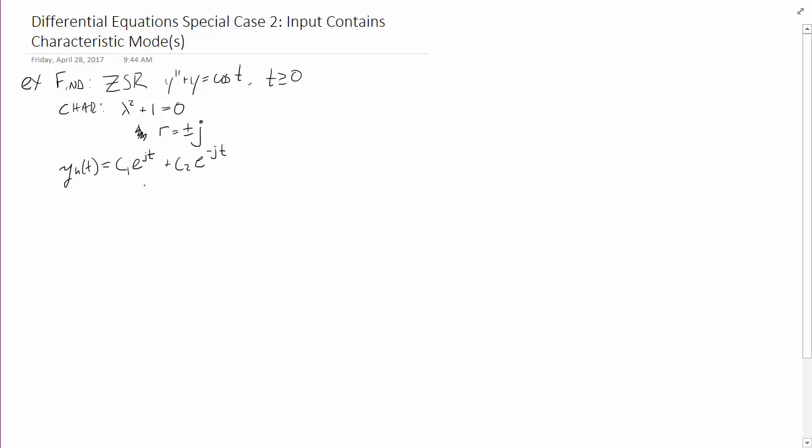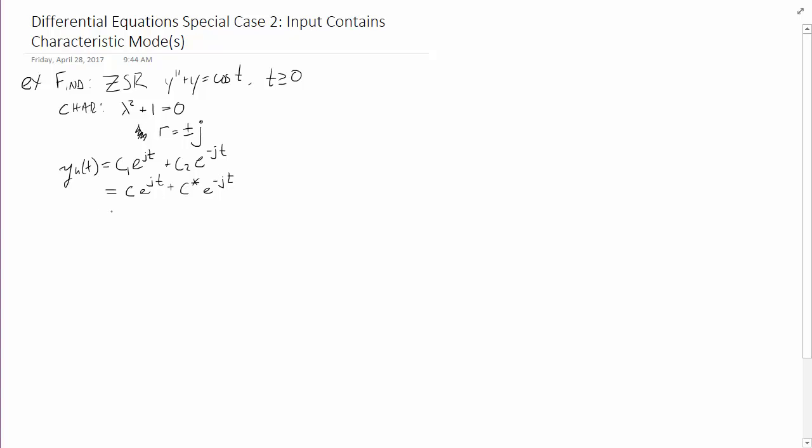But if we're expecting a real function out, and we need to have a real function because we're being forced by a real function, then the sum of these two needs to be a real number for any given time. So that means that instead of a C1 and a C2, we must have a C and its complex conjugate, which I'm going to use the asterisk or the star notation to denote.